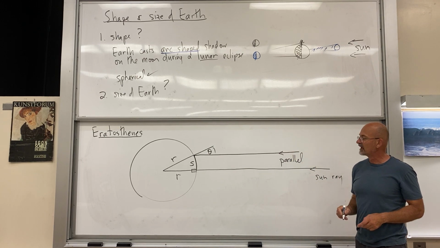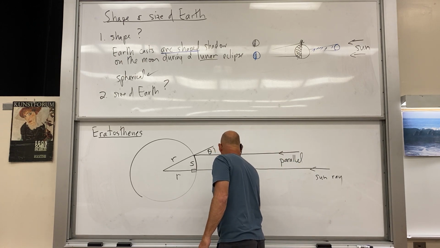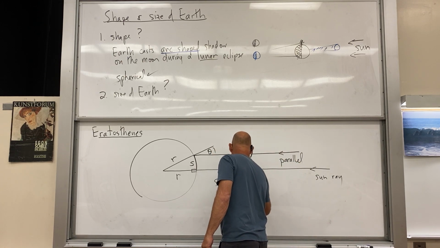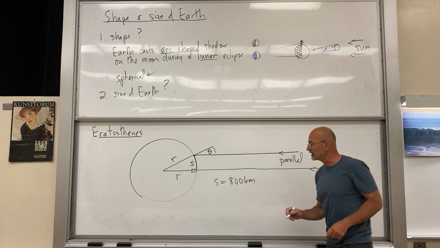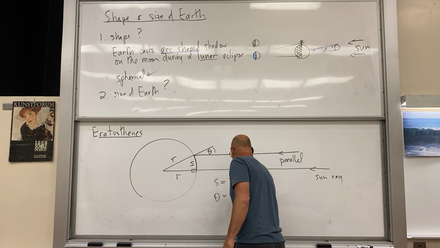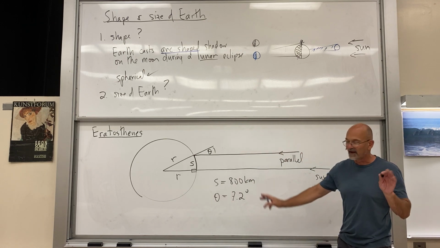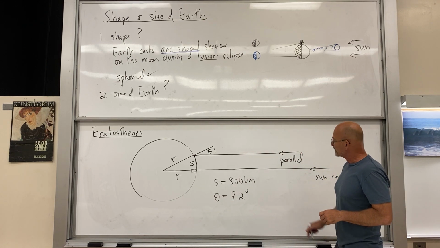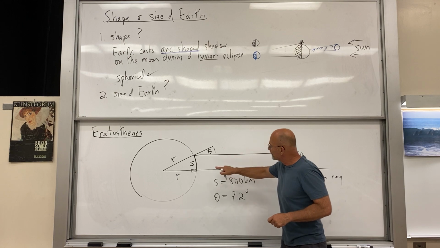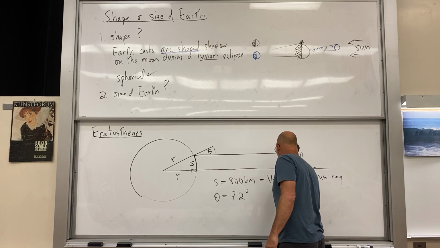So yeah, that was S equal to 800 kilometers in whatever units they used back then. Theta was equal to 7.2 degrees, I believe, or maybe 7.15 degrees. You can try out either. But yeah, this was the measurement that was made. This was the known north to south distance.